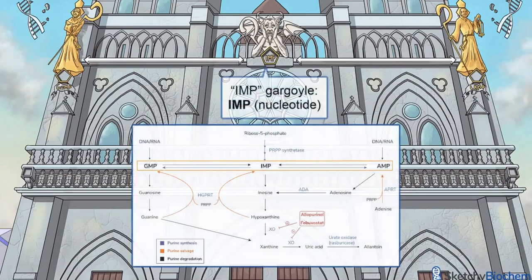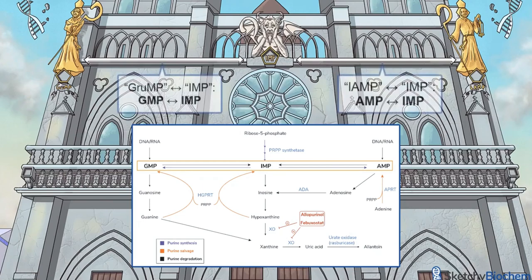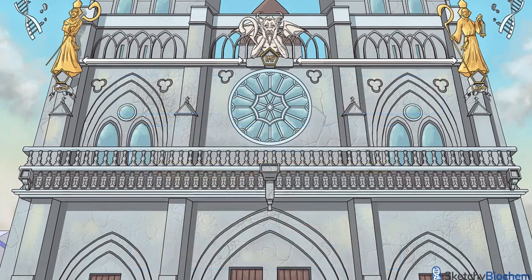AMP and GMP are converted to IMP, shown by the IMP gargoyle. AMP deaminase turns AMP to IMP, while GMP reductase turns GMP to IMP. Note the double-sided arrows because IMP may be converted back to AMP or GMP. This happens during de novo purine synthesis, as we previously discussed, or purine salvage, which we'll talk about shortly.